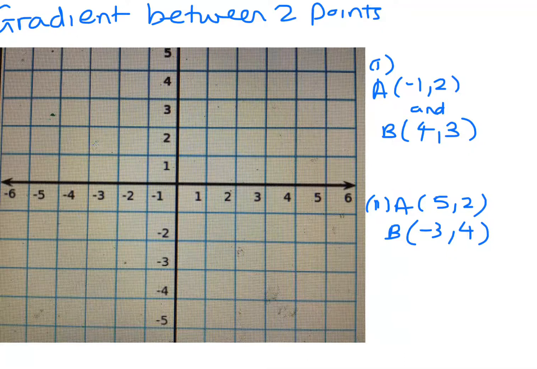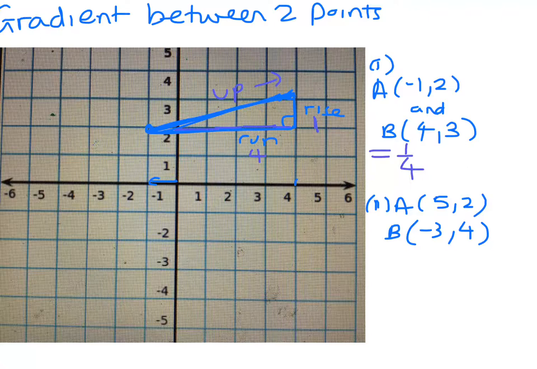Okay, so the first one, we go across to -1 and up to 2, that's there. The next one we go across to 4 and up to 3. So if we want the gradient of that line there, we need to draw a right angle triangle. And this here is our rise and that there is our run. So our rise is 1 unit, our run is 1, 2, 3, 4. You just have to count the squares. So it'll be 1 on 4. It's going uphill, so it will be positive.